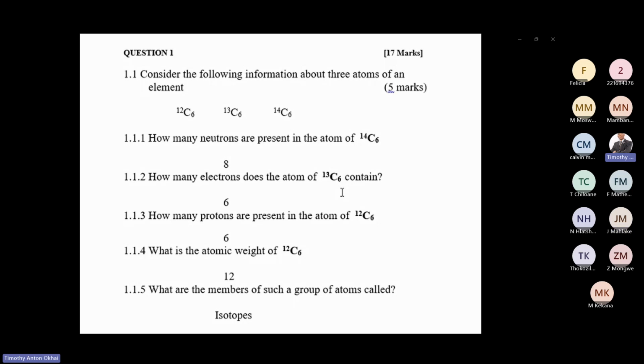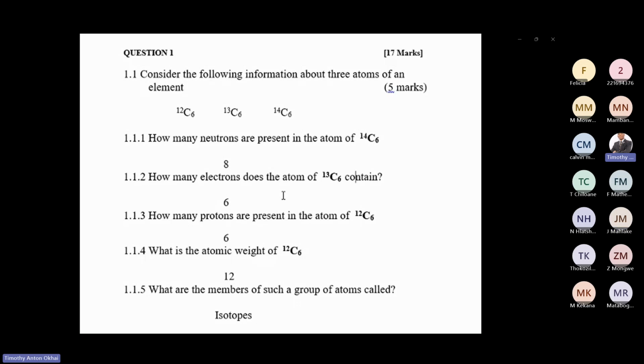Something interesting and important you also need to remember is that the number of protons is always equal to the number of electrons. So if the number of protons is 6, and that is your atomic number, as we see here in the subscript, it then means that there will be 6 electrons in this carbon. So the number of protons is equal to the number of electrons, and if the number of protons is 6, then there will be 6 electrons, and that is how we got 6 here.